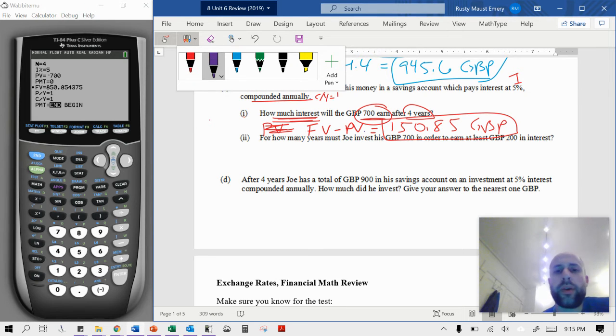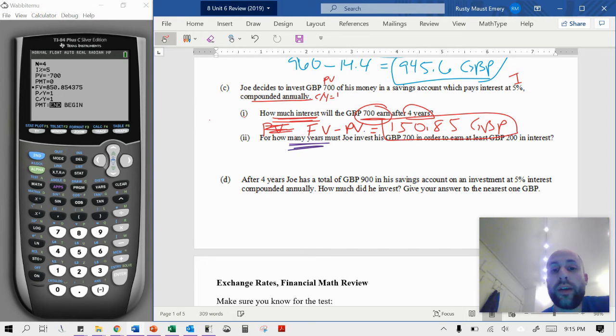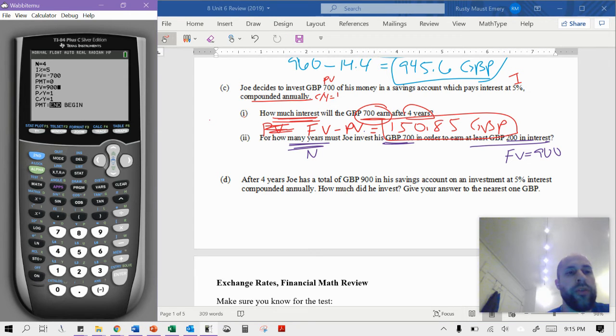For the next part, how many years? So we need to solve for n, capital N. And then we'll stop and think if that actually is our answer. How many years do we need to invest 700 in order for that 700 to earn at least 200 in interest? So 200 in interest would mean the future value has to be 900. So let's come back over here and say, okay, so future value 900.